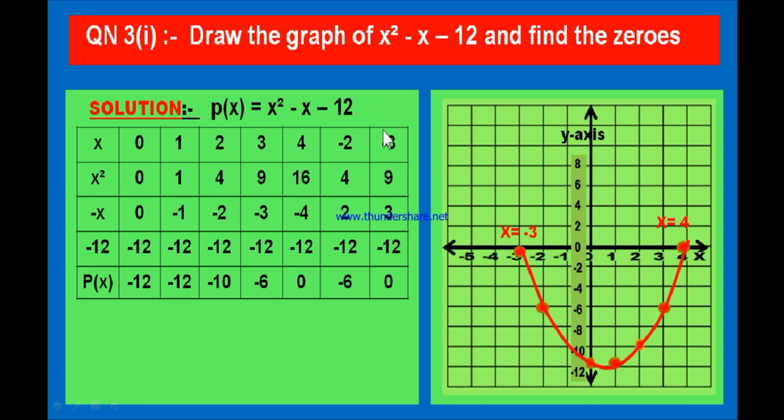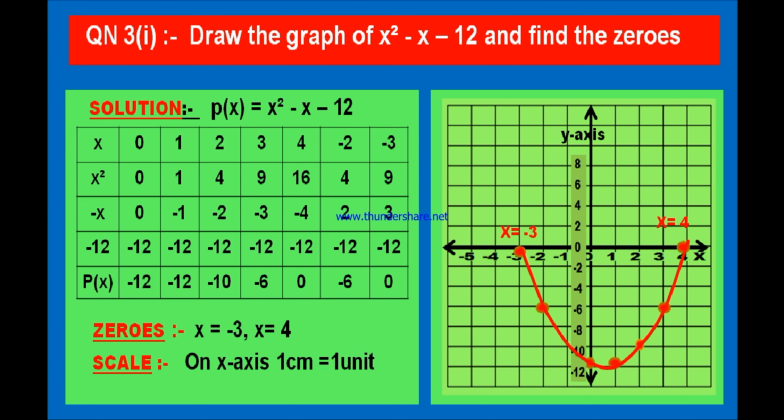After drawing this, you may mention the solution or zeros. x is equal to minus 3 and x is equal to 4. And later you may mention the scale also. Scale on x-axis 1 centimeter is equal to 1 unit and on y-axis 1 centimeter is equal to 2 units. We will try another graph question from the same exercise.